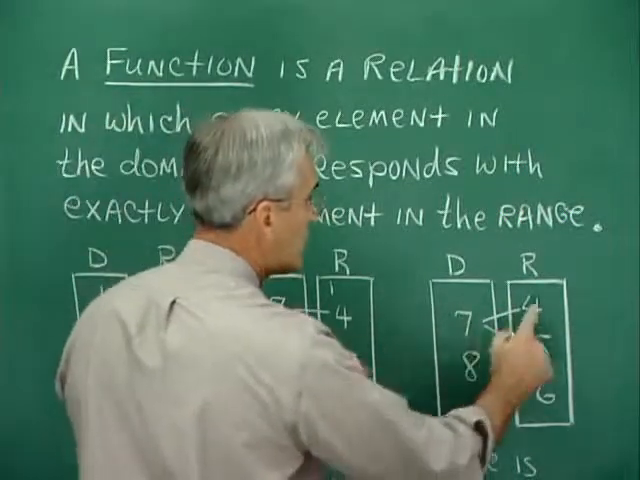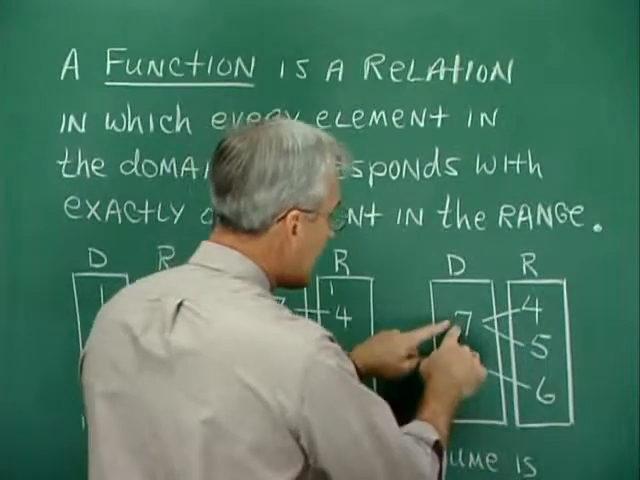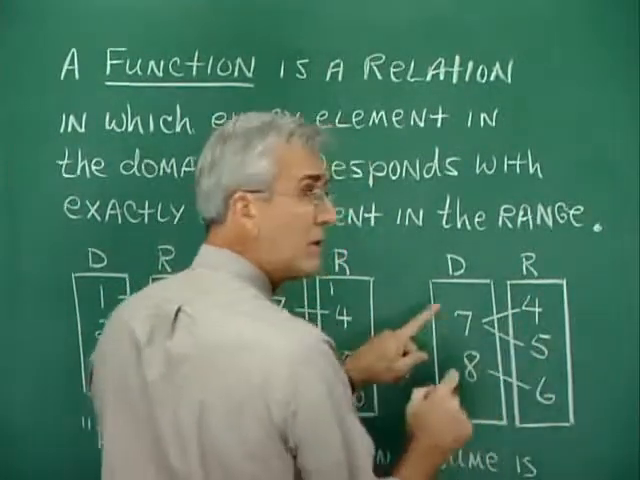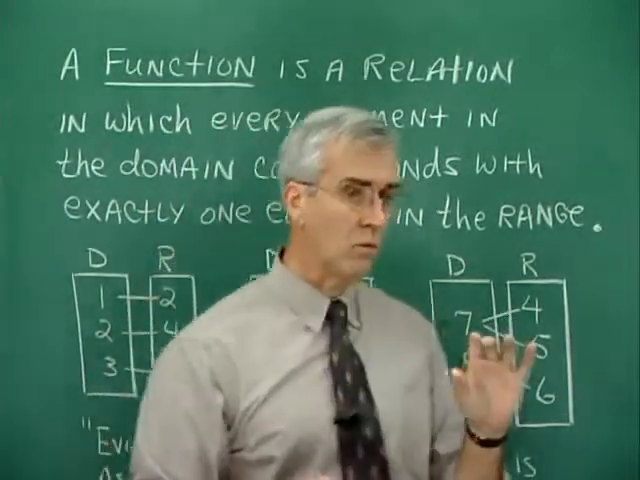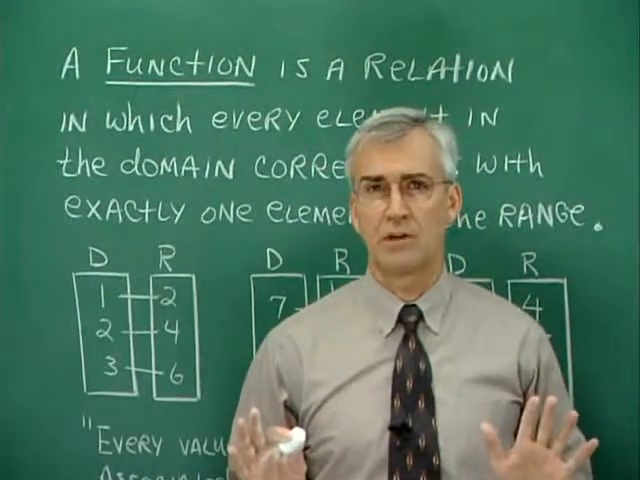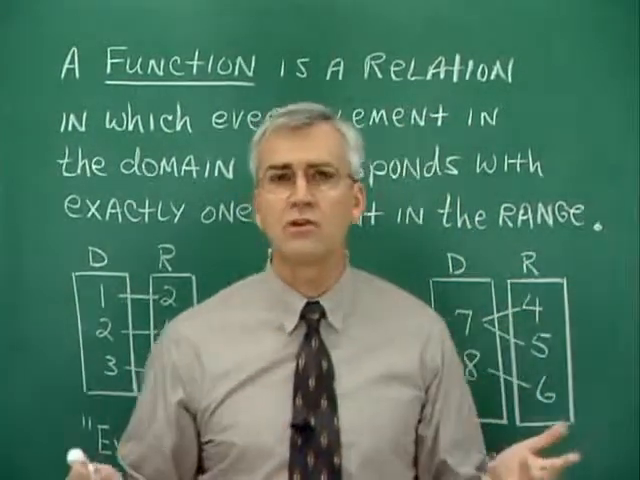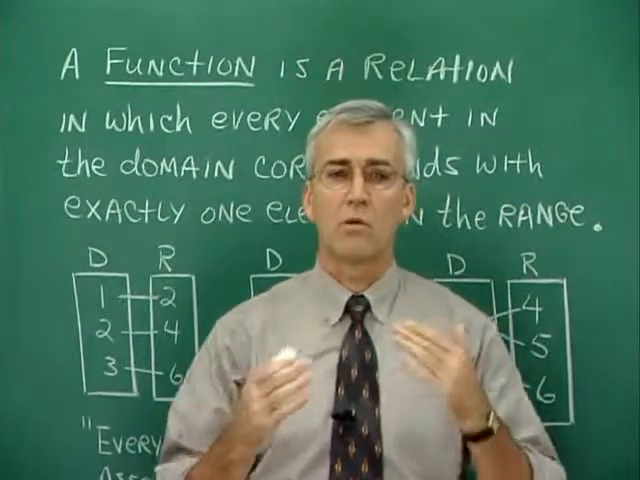And this situation is what causes this to not be a function relationship, because 7 corresponds with 2 items in the range. Now, we're going to look at a lot of different ways to describe relationships. We can describe relationships in mathematics between variables with ordered pairs.